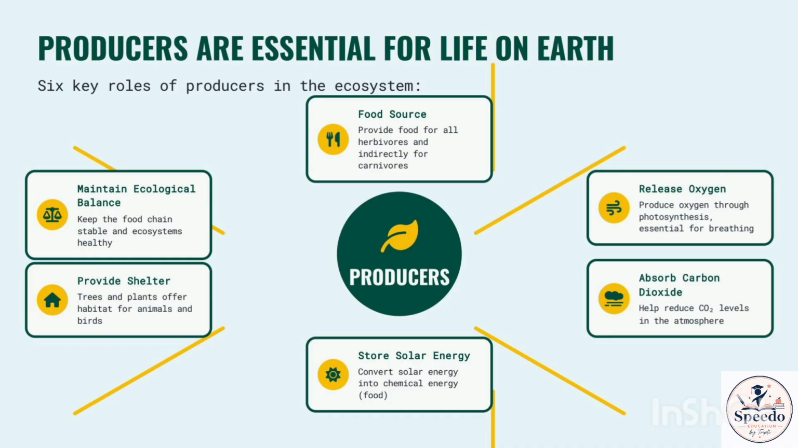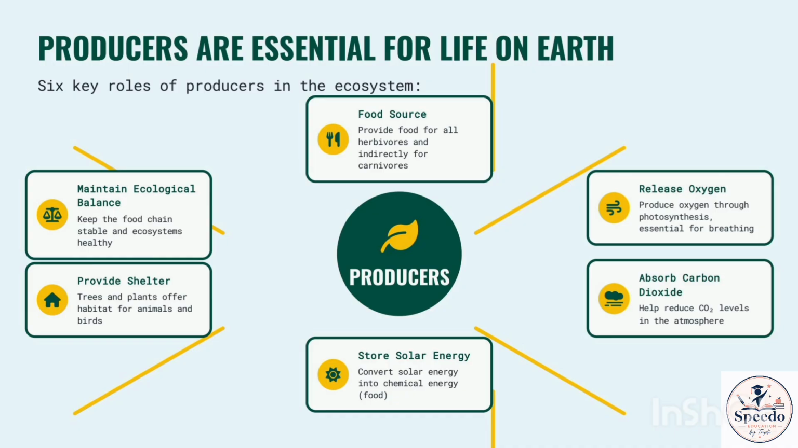Fourth, producers store solar energy. The sun is the ultimate source of energy, but animals cannot use sunlight directly to prepare food. Plants capture solar energy and convert it into chemical energy stored in glucose. When animals eat plants, this stored energy is transferred to them. As animals are eaten by other animals, energy continues to move through the ecosystem.